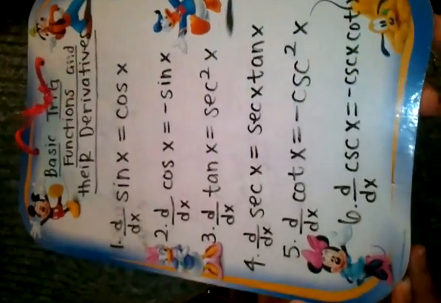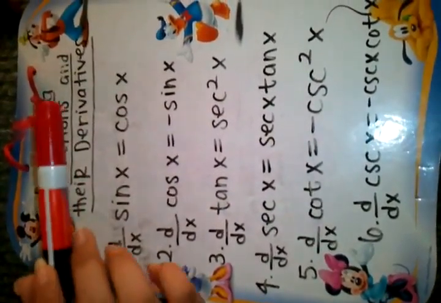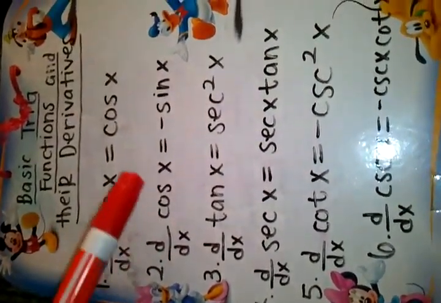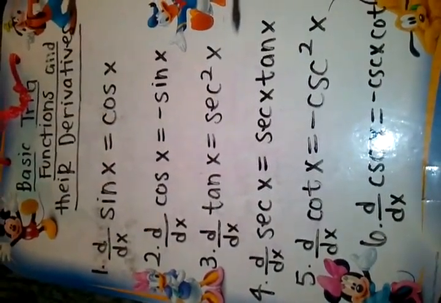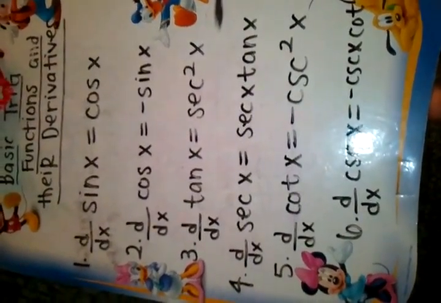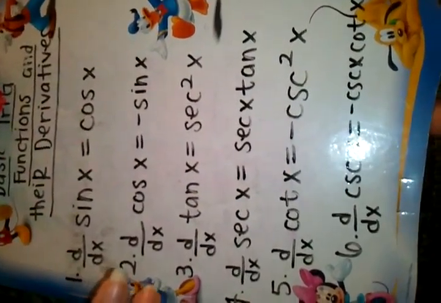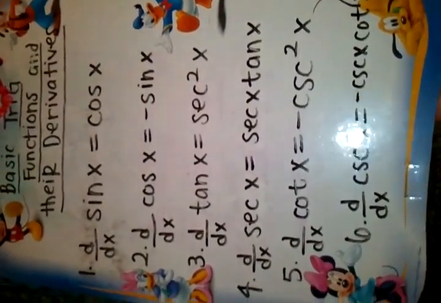Okay, so first off, the derivative of sine x is cosine x, and the derivative of cosine x is negative sine x. It's pretty simple because all you really have to do is flip them around, and they're just the opposite of one another.